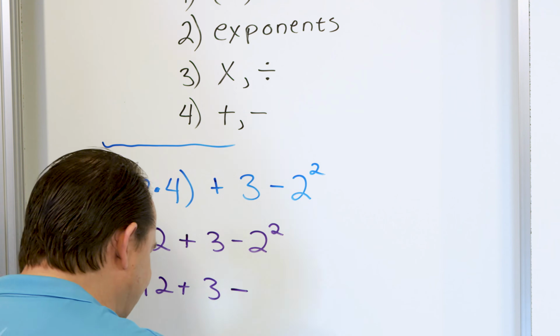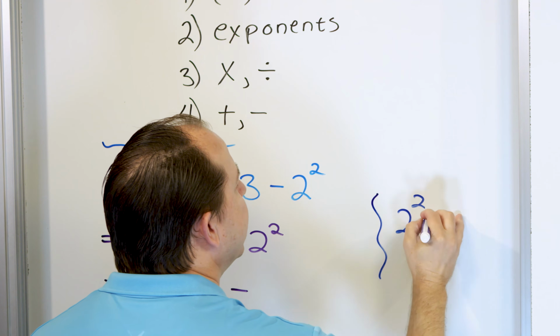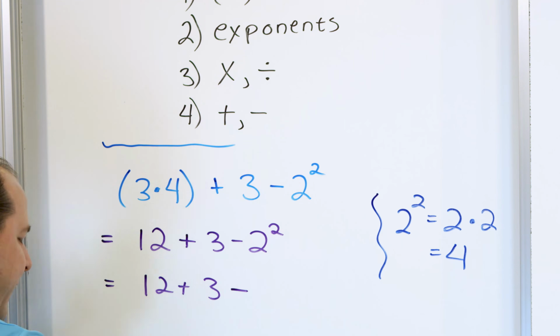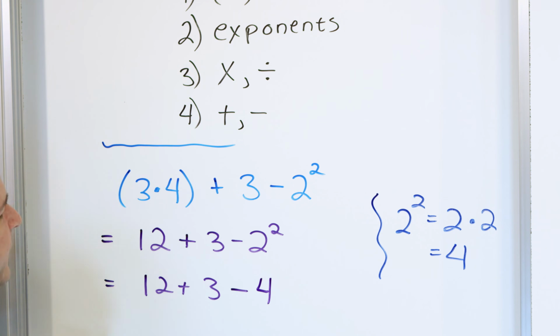What does 2 squared actually mean? Right? 2 squared means what? 2 times 2, which is 4. So basically what you do is you replace the 2 squared with 4, because that is what 2 squared is equal to. And now you have addition and subtraction.